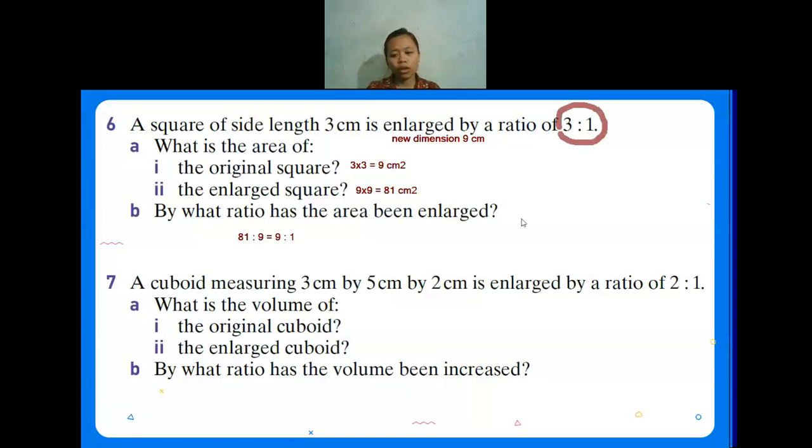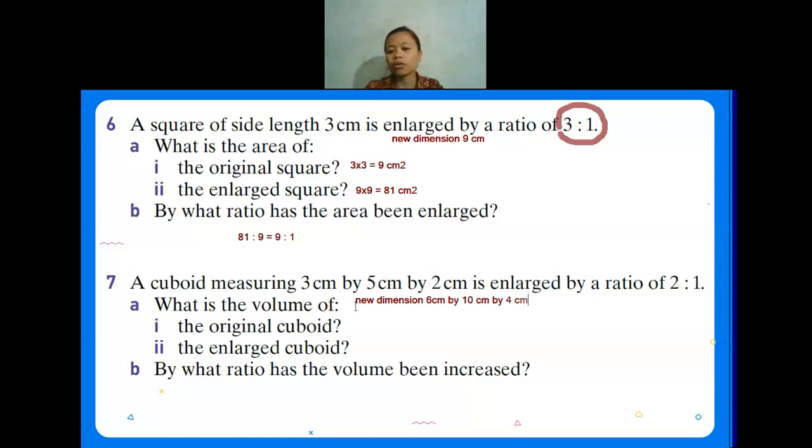No? Okay. If no one is confused, I will move to question 7. For question 7, there is a cuboid. The dimension is 3 centimeter by 5 centimeter by 2 centimeter, and then it's enlarged by the ratio 2 to 1. What is the volume of the original? First, we need to find the new dimension. What is the new dimension? 6, 10, 4. Yes, the new dimension will be 6 centimeter by 10 centimeter by 4 centimeter.